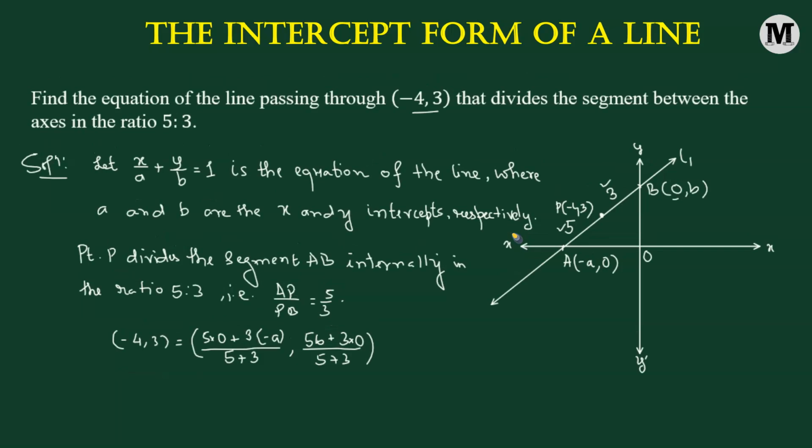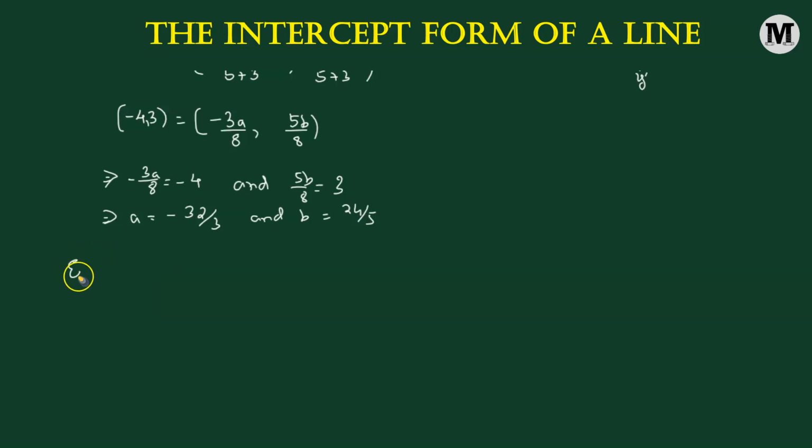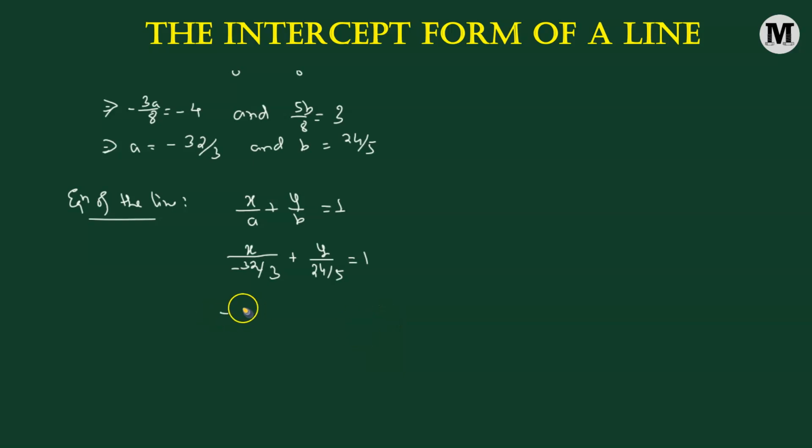Fine. So now that we have the values of a and b, we can easily find the equation of the line. We know that we have considered the equation of the line to be x over a plus y over b equals 1. So we will now get x divided by -32 over 3 added to y divided by b, where b is 24 over 5, equals 1. Let's further simplify. We will get -3x divided by 32 added to 5y divided by 24 equals 1.